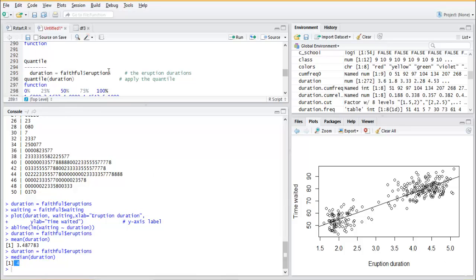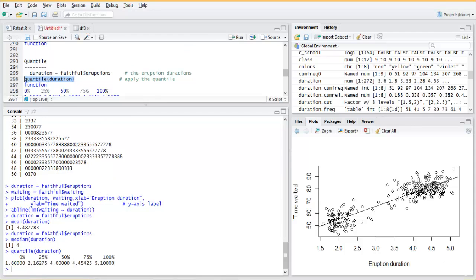Now we'll see the different quantiles. Quantile itself is a function. We have to put a data set into it, and you get 0, 25, 50. So 50 is 4, which is the median. We also got the median. 0 is 1.6, then 25%, then 75. So this is the upper quantile, this is the lower quantile. The range would be upper minus lower, and this is 100%, the highest number basically. This is the lowest number.